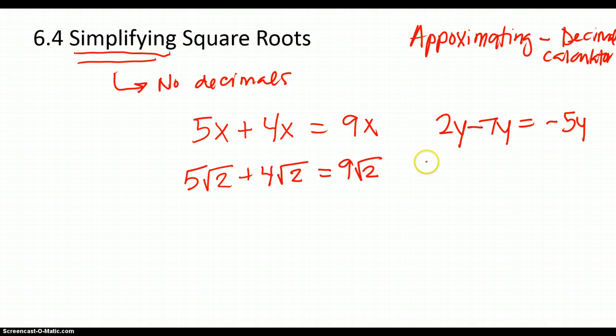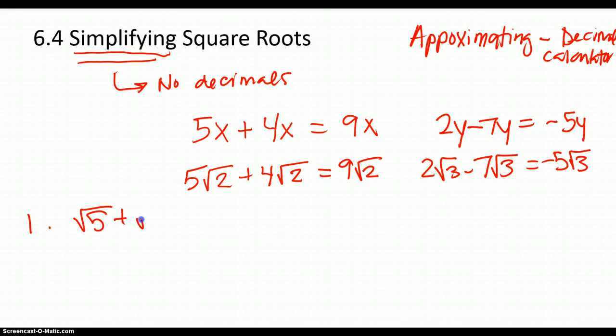Or over here, if I asked you to do 2 square root of 3 minus 7 square root of 3, as long as they are like terms, they have a common radical there, you can just do 2 minus 7 is negative 5 square root of 3. Okay? So, I'm going to give you 3 to try. Pause the video, try them quick, and I'll give you the answers.